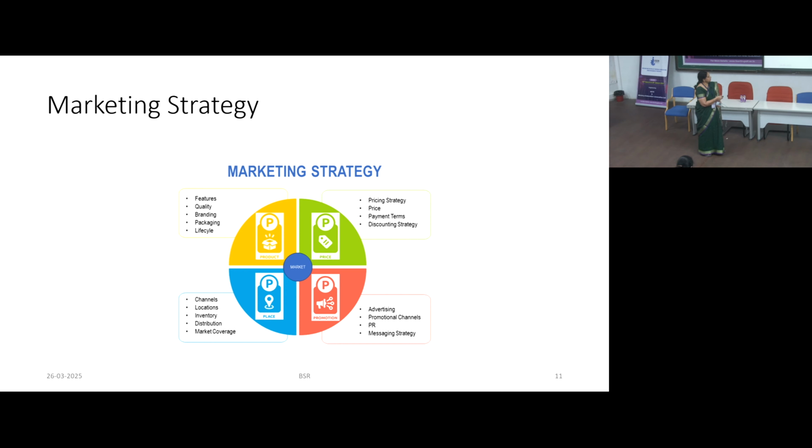I said the most important thing here is discounting strategy. Yeah, anywhere, any kind of discount is offered, the sales almost immediately rise. Whether you like it or not, this is the fact, market fact, right? And we talk about the distribution channels. There are channels, locations, inventory, distribution, market coverage. So wherever it is available. Look, I have a wonderful product, but what is the fun if I am not able to sell it?